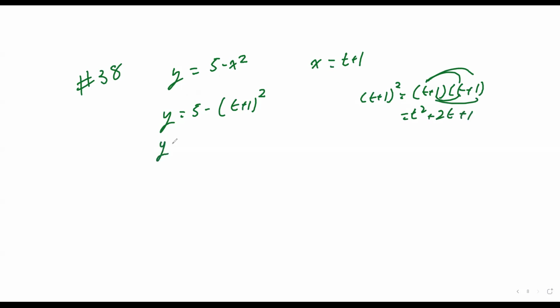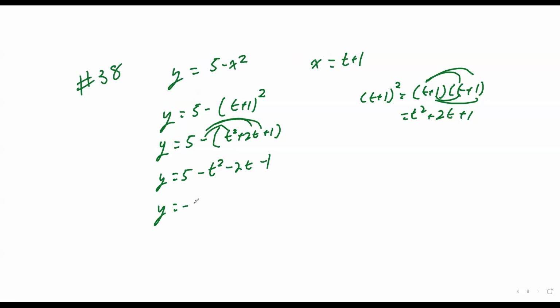So this now becomes y equals 5 minus, notice I'm keeping the parentheses because I haven't applied this negative yet, (t squared plus 2t plus 1). I will then distribute the negative, so then I get y equals 5 minus t squared minus 2t minus 1, and then write this in standard form with the highest degree to lowest. So that'd be negative t squared minus 2t plus 4. There you go. Given that, this is what your y would equal.